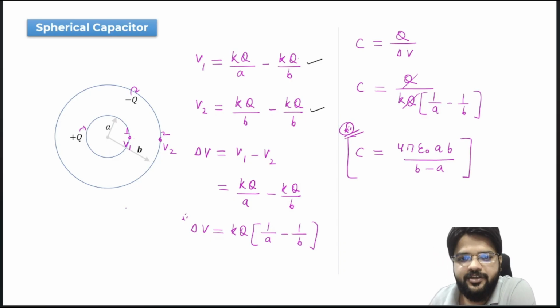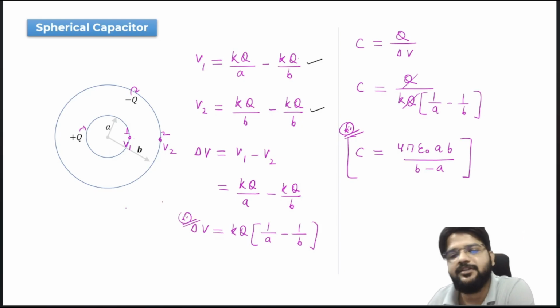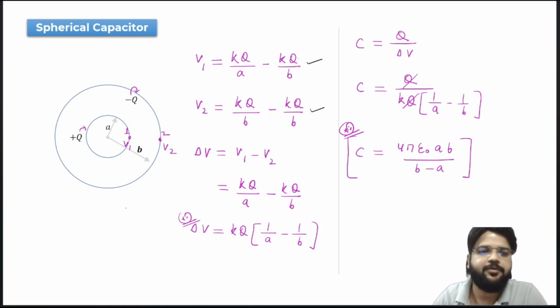And what is the potential difference for this spherical capacitor? It is KQ times 1 by A minus 1 by B. Note down, everyone.